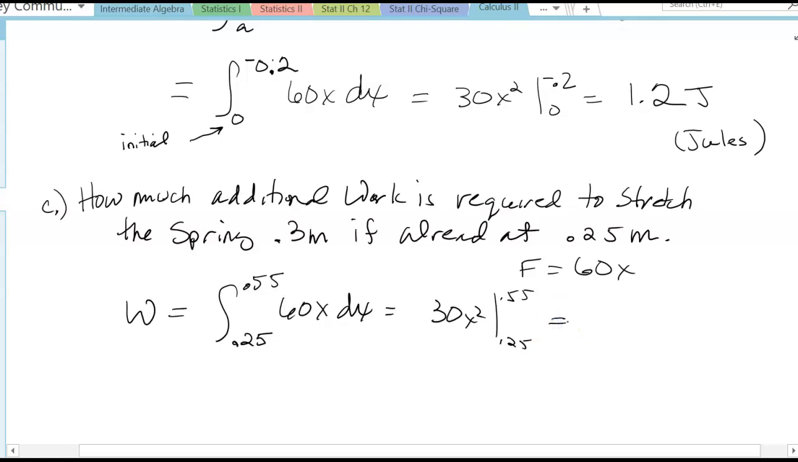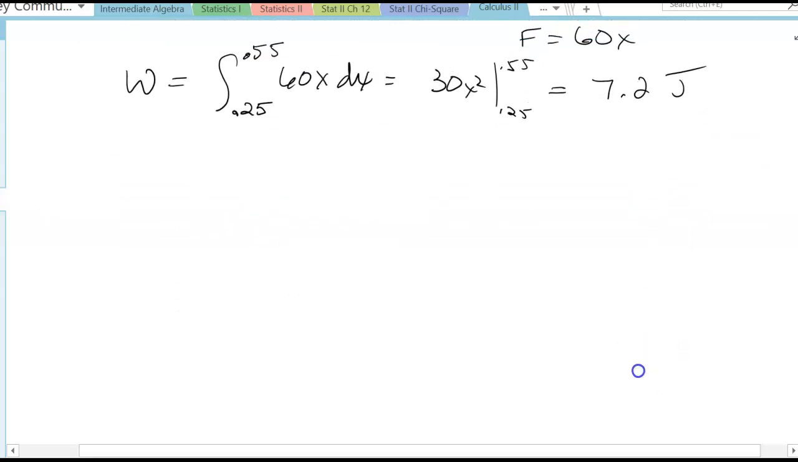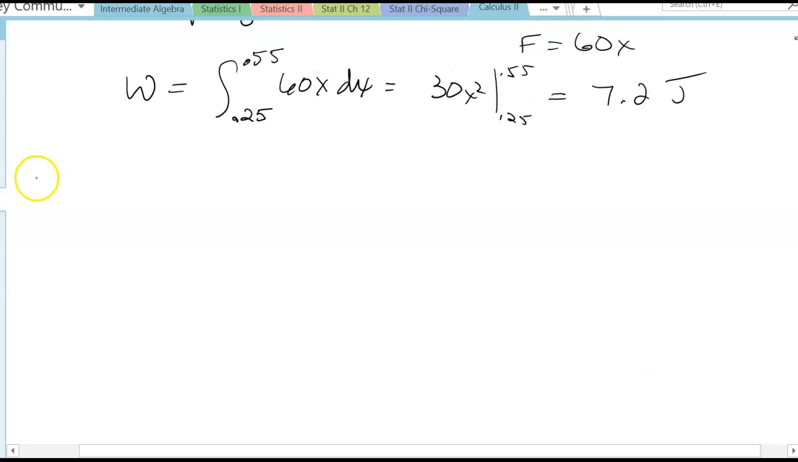And if you do all the math, I'll leave you to do all the math on your own. You get 7.2 joules. So now, those were the kind of lighter problems of the chapter. We're going to move on to two that are a little bit more complicated. For this third one I'm going to do what's considered a lifting problem.